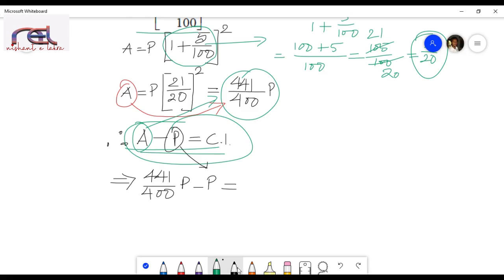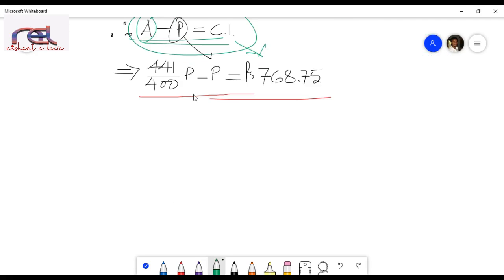What do you understand by this equation or these numbers that I have written on the screen? A represents what? 441 by 400 P, right? This is A, and compound interest is 768.75, right? So we have got this equation. Okay, let us solve it further.